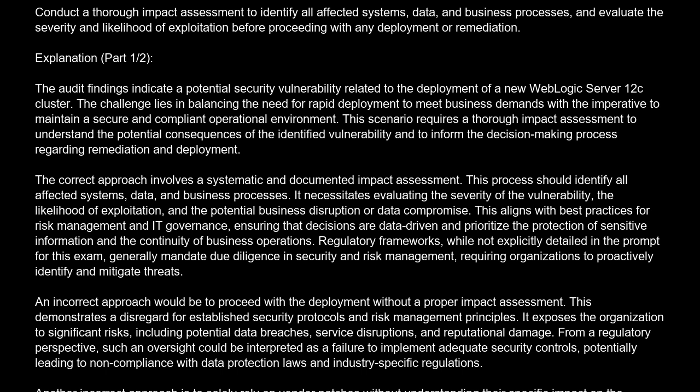Regulatory frameworks, while not explicitly detailed in the prompt for this exam, generally mandate due diligence in security and risk management, requiring organizations to proactively identify and mitigate threats. An incorrect approach would be to proceed with the deployment without a proper impact assessment. This demonstrates a disregard for established security protocols and risk management principles. It exposes the organization to significant risks, including potential data breaches, service disruptions, and reputational damage. From a regulatory perspective, such an oversight could be interpreted as a failure to implement adequate security controls, potentially leading to non-compliance with data protection laws and industry-specific regulations.